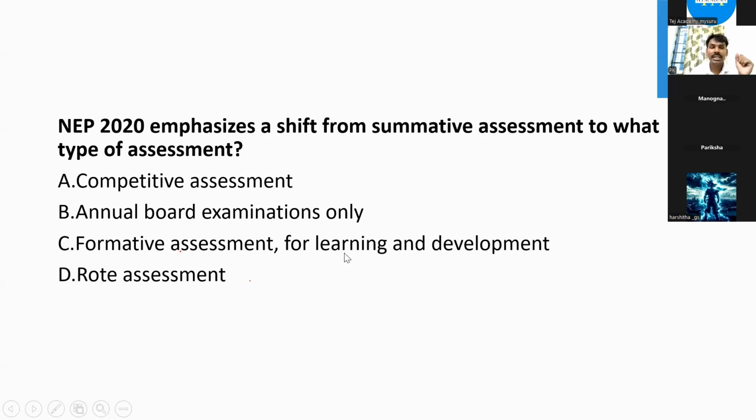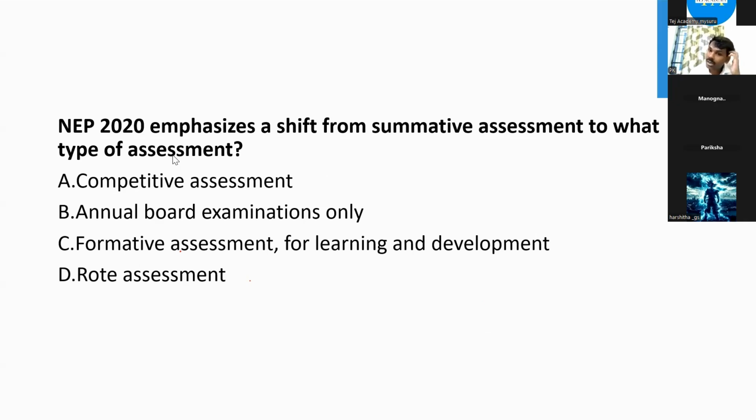Okay, the next question is NEP 2020 emphasizes a shift from summative assessment to what type of assessment? I'll repeat my question. NEP 2020 emphasizes a shift from summative assessment to what type of assessment? Option A, competitive assessment. Option B, annual board examinations only. Option C, formative assessment for learning and development. Option D, rote assessment. Pretty straightforward question this.